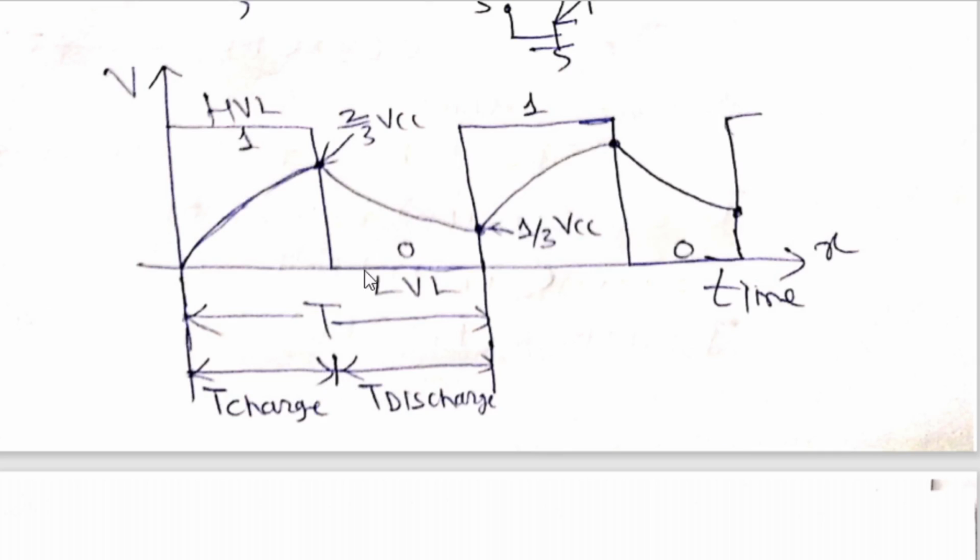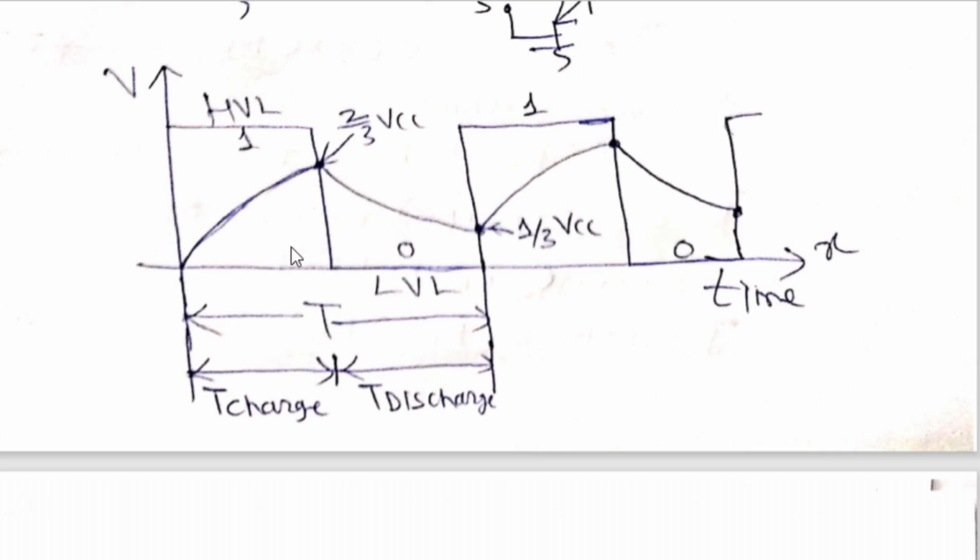Next, T discharge. T discharge is also decided by you because the capacitor discharges through RB, and when you select the value of capacitor and value of RB according to your choice, you can decide whether the charging should be very slow or very fast. So like that, T discharge is also decided by you, and logic 0 will remain there unless and until the capacitor discharges from 2/3 of VCC to 1/3 of VCC.